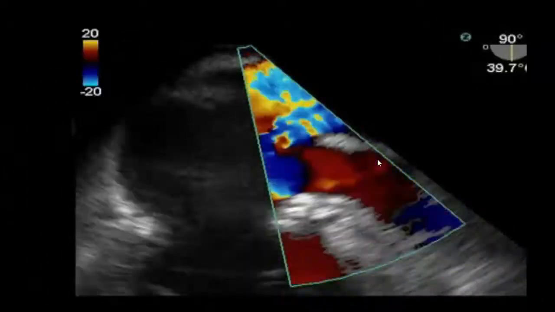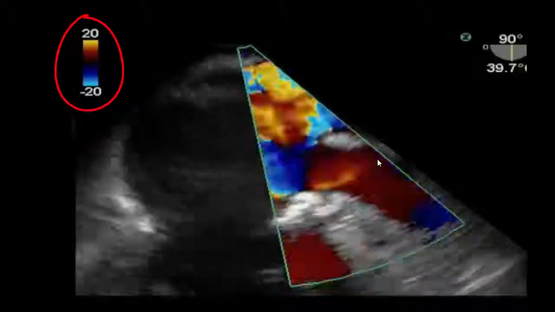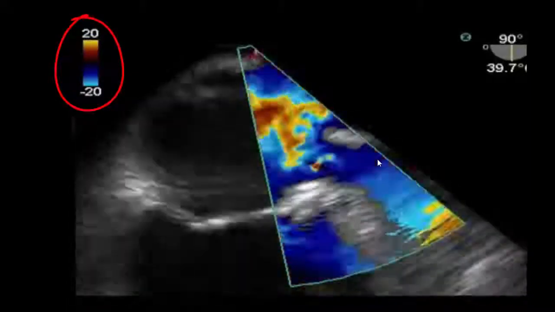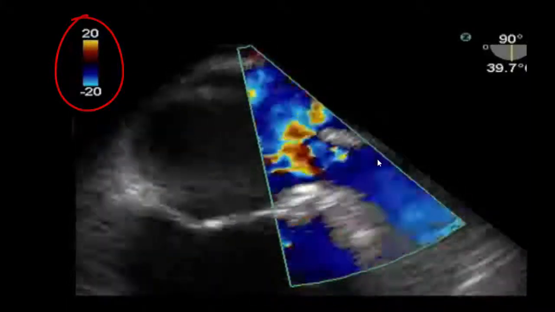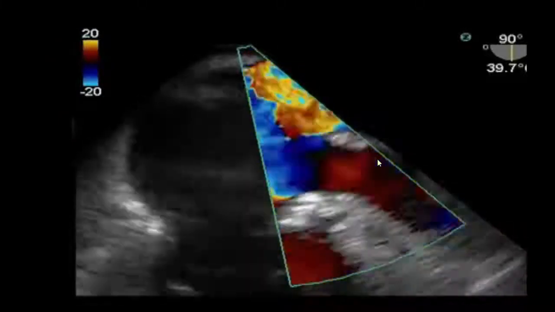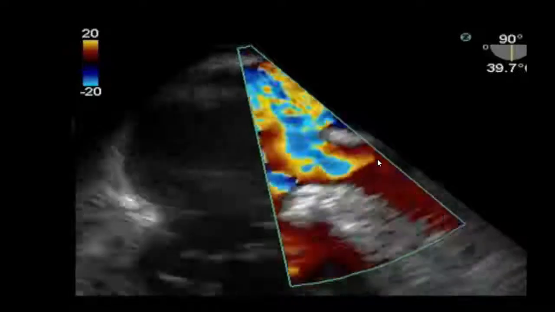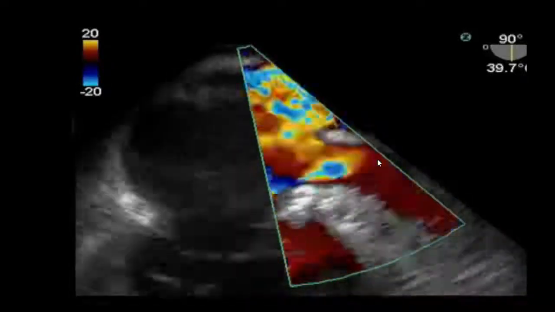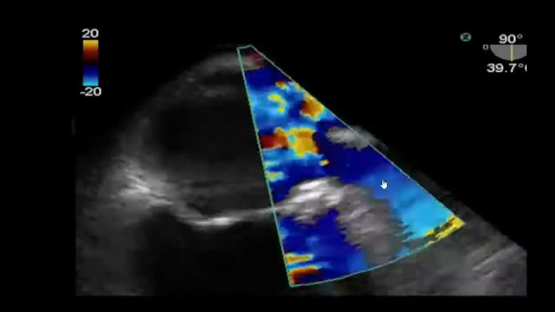Next, we put color over the left atrial appendage, and we turn the Nyquist level down to a low level of 20 centimeters per second and look for aliased flow. If there's aliased flow in the left atrial appendage, this is not in keeping with a low flow state and less likely a nidus for a clot formation. As we can see here, there's aliasing of flow in the left atrial appendage.